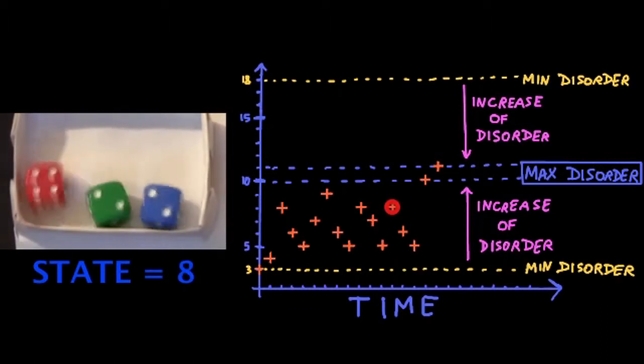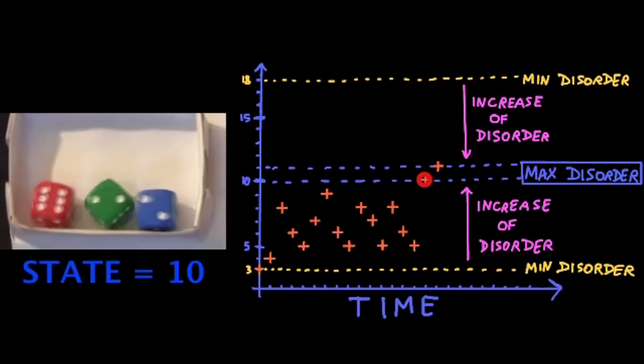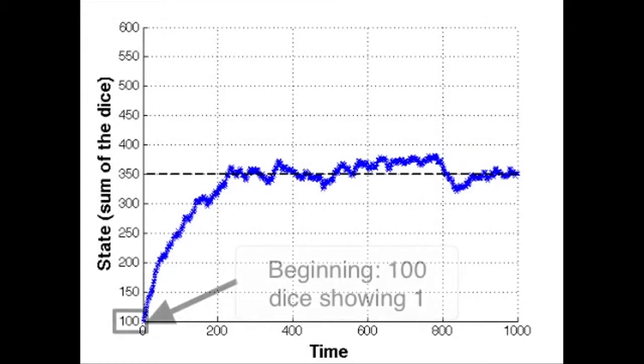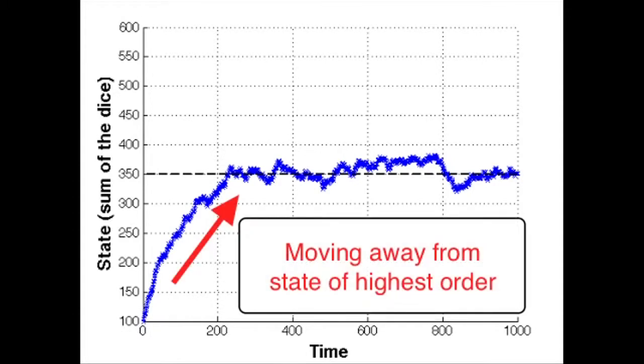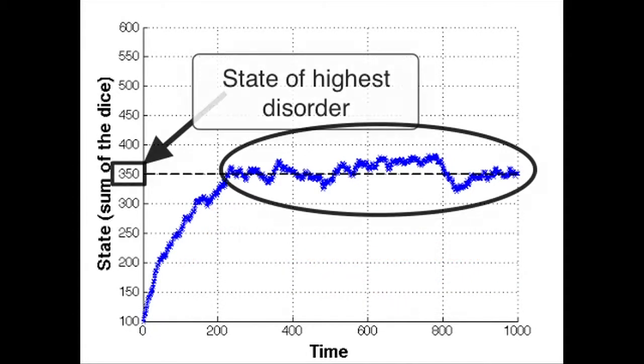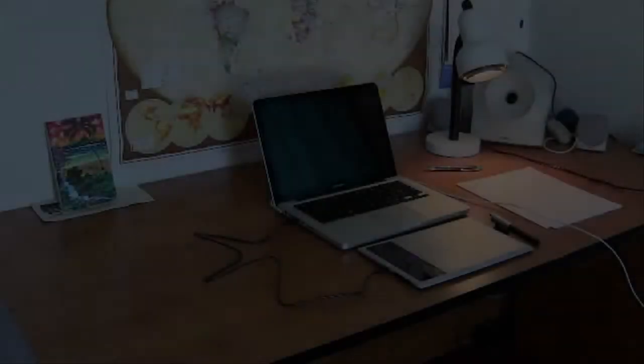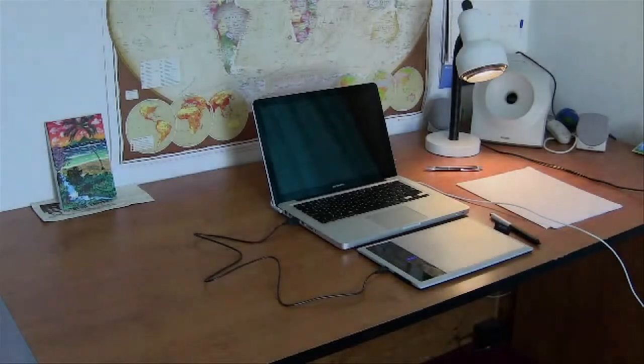You can see here that the state jumps a lot, but that's because we're only using 3 dice. Now, if you imagine that we have 100 of these dice, starting from the situation where they all show 1s, then this is how the state would evolve. The dice quickly move away from this very ordered state, and over time, the system naturally evolves towards a state of highest disorder.